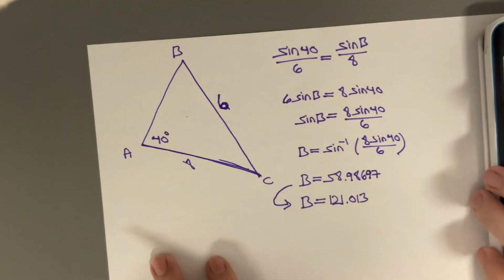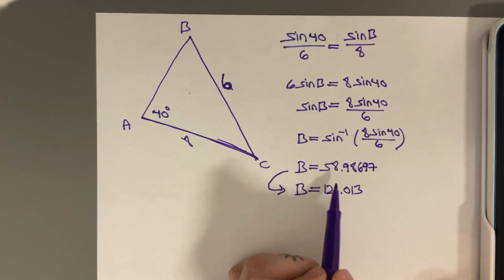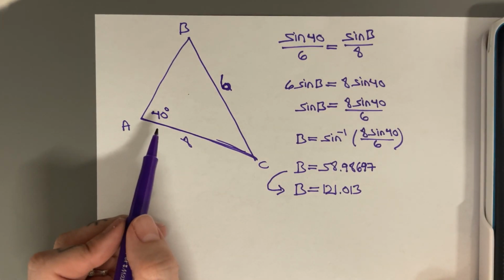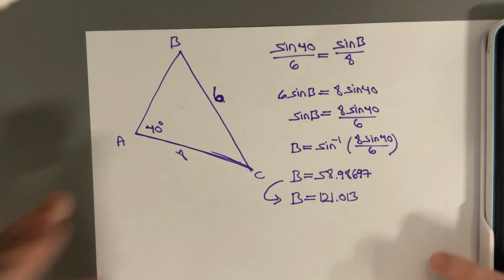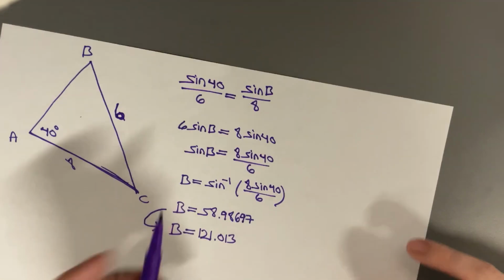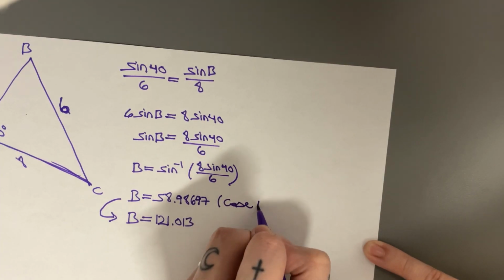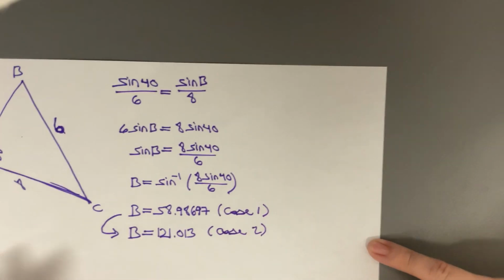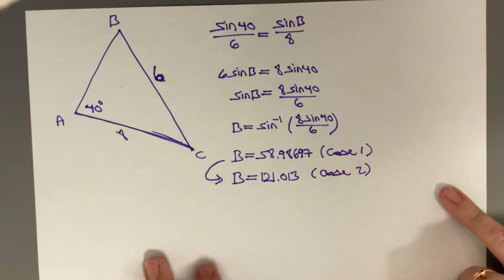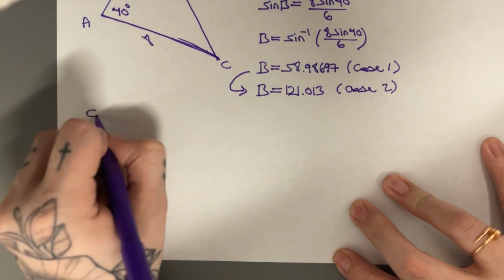The next thing we're going to check is we're going to look at both of our b values and your existing angle, and we want to see if we have room for a third angle. Over here, this would be case 1, and over here, this would be case 2. What I like to do is work in columns. So down here, I'm going to do case 1.